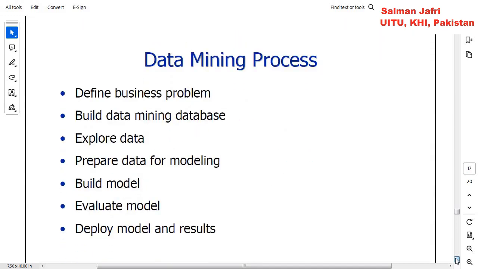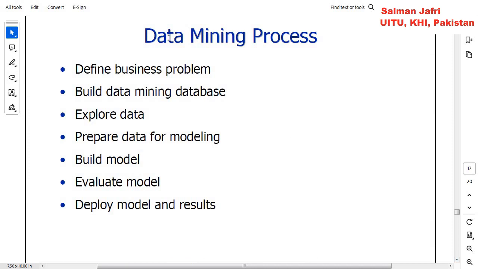So now we can take a look at the data mining process. In the data mining process, what we do is define the business problem and build the data mining database. Of course, it would involve the data warehouse. We'll explore the data, prepare the data for modeling, build the model, evaluate the model, and deploy the model and the results that we get.